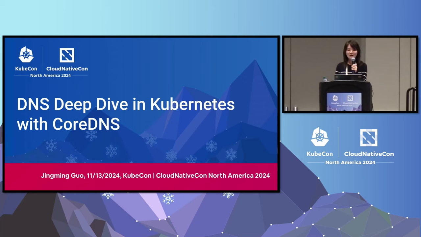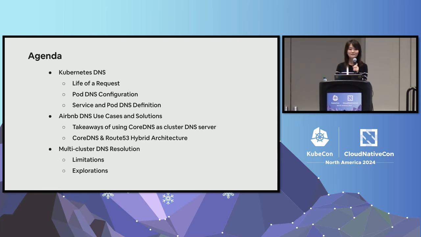Today, I'm going to talk about DNS in Kubernetes and share Airbnb's Kubernetes DNS use cases and solutions. Here is our agenda today. First, I will talk about the DNS functionality inside Kubernetes. Then I'm going to share how CoreDNS works as a cluster DNS server, and some takeaways of integration of CoreDNS in Airbnb's Kubernetes infrastructure. Also, I'll share some major DNS use cases in Airbnb and our solutions. Finally, I'm going to talk about some multi-cluster DNS explorations.